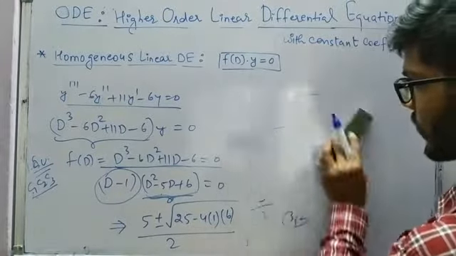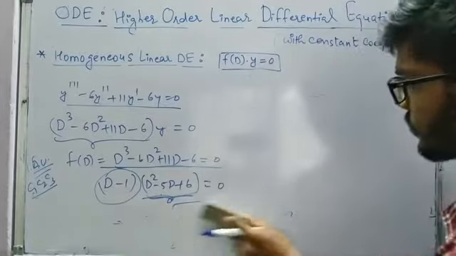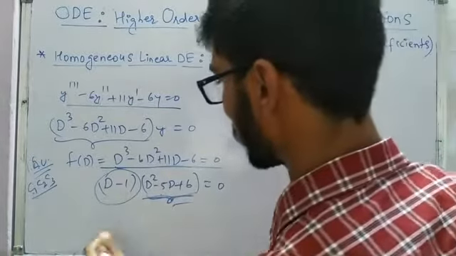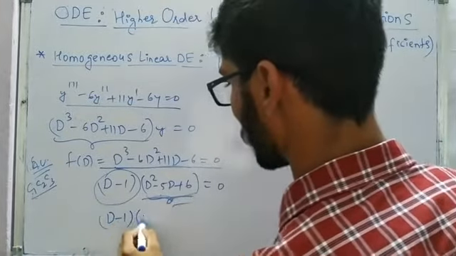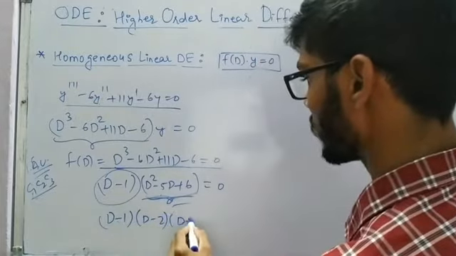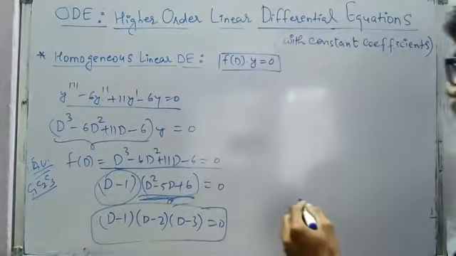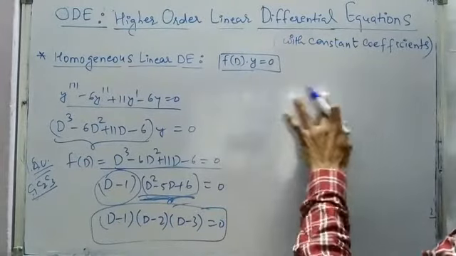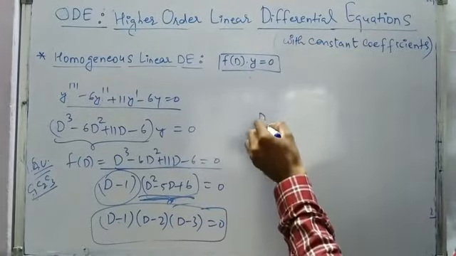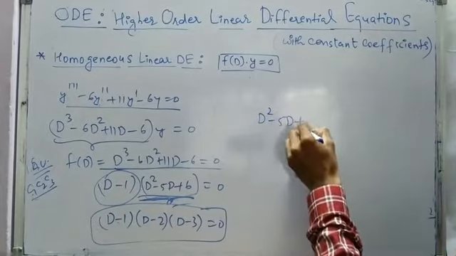So we have the roots as 2 and 3, right? So this we can write as (D minus 1) into (D minus 2) into (D minus 3) is equal to 0. And instead of making use of the formula minus b plus minus root of b square minus 4ac, you can do it in this manner also. So this is also simpler only.